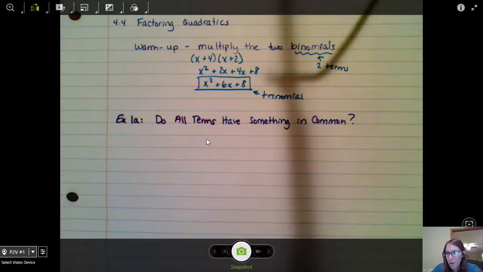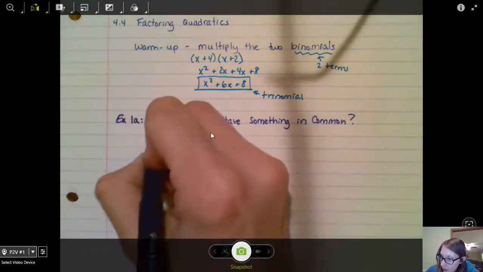Now with factoring, we're pretty much reversing this process. Instead of starting off with our factors and multiplying together, we start off with our trinomial, sometimes it's a binomial, and work backwards to try to find those individual factors. And to do that, we have a couple different strategies that we can use. Our first example, we're looking at a strategy of, do all the terms have something in common?